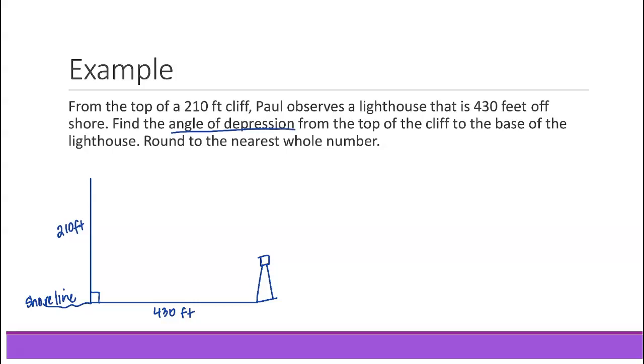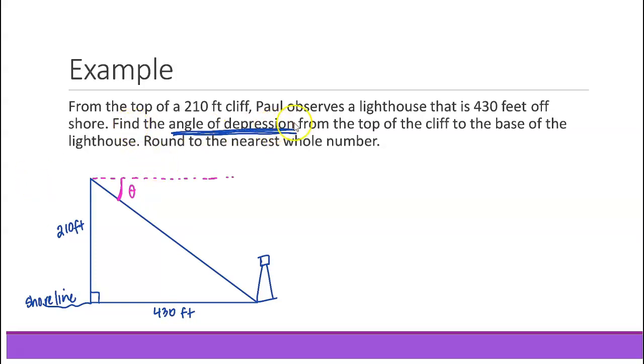So this is also different from the problems we've done. Those have both talked about angles of elevation. Alright, so the angle of depression is always from the horizontal line of sight. So we're saying Paul's up here at the top of the cliff, so we're talking about from the horizontal line of sight, the angle of depression to the bottom of the lighthouse, the base of the lighthouse. So the angle that we're actually looking for here is this one. I'm going to go ahead and call it theta.